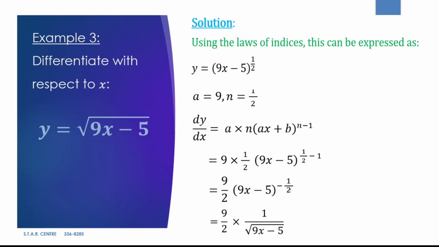So the half, in terms of the laws of indices, represents a square root, and the negative sign makes it a reciprocal of what we have, meaning it's 1 over that. And just to simplify a little bit further, this can give us 9 over 2 square root of 9x minus 5. Now, if your answer is left in this form for a paper 2 question, it will be accepted.